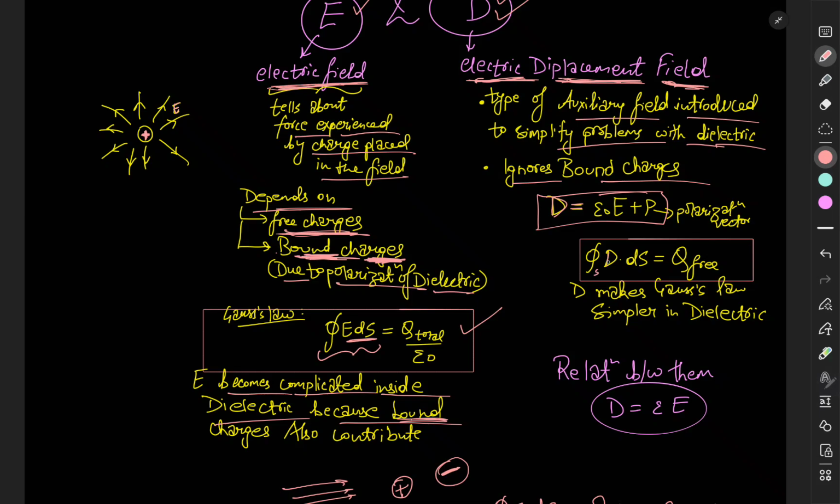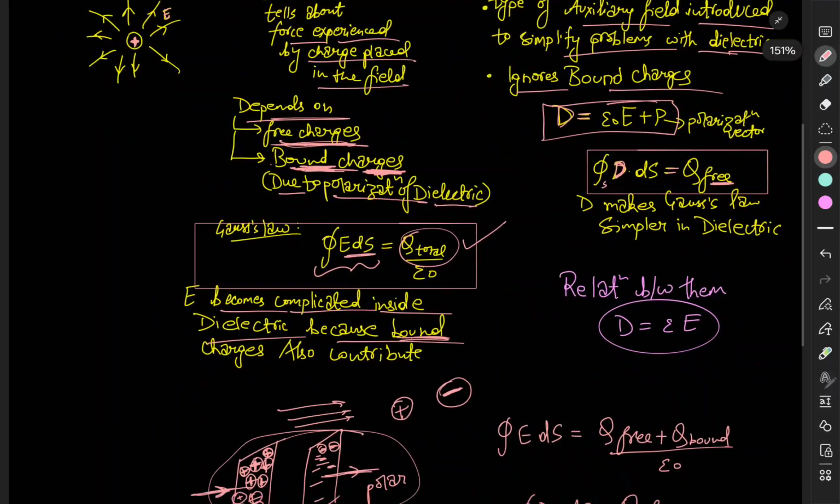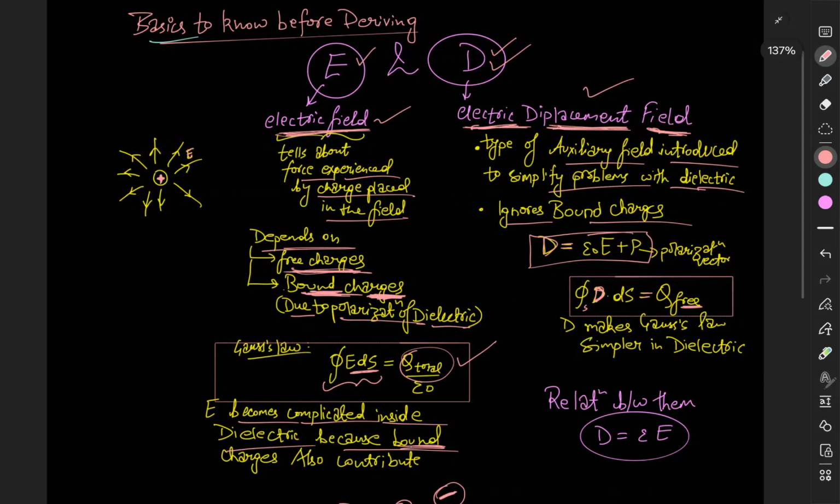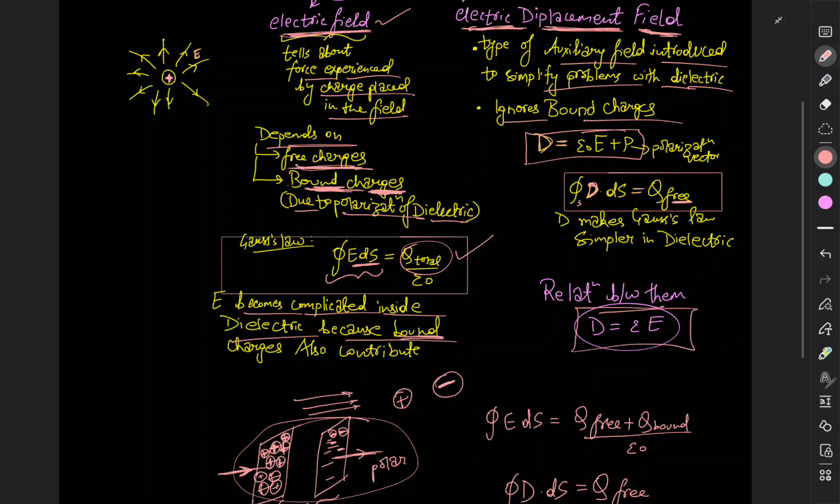Here we have the surface integral of D, which is equivalent to the free charges only, and there are no bound charges, whereas here this Q total means bound charges plus free charges. Hence, electric field takes into consideration both free charges and bound charges, whereas D is also an electric field, but it is the electric field produced only because of the free charges. Hence, this is the difference between an electric field and electric displacement field, and the relation between displacement and electric field is something like this.